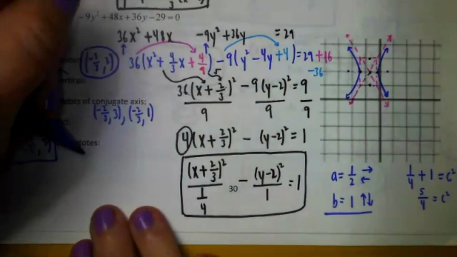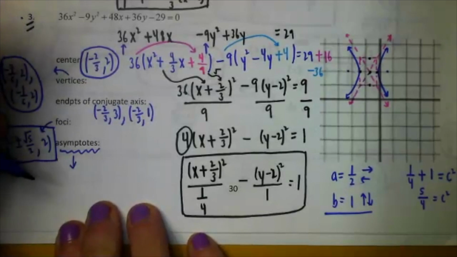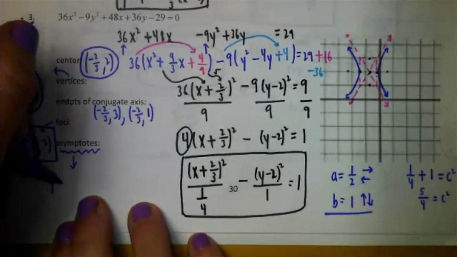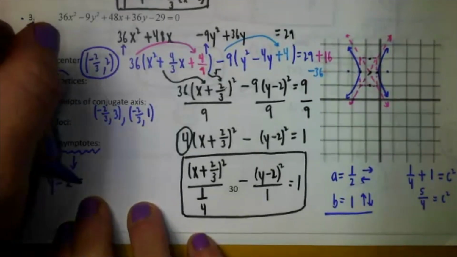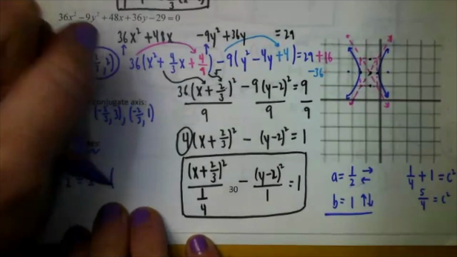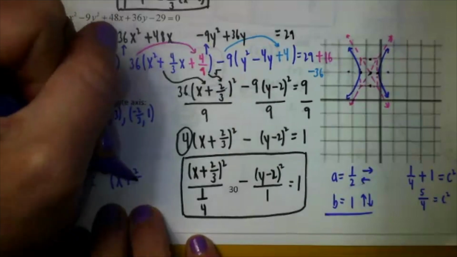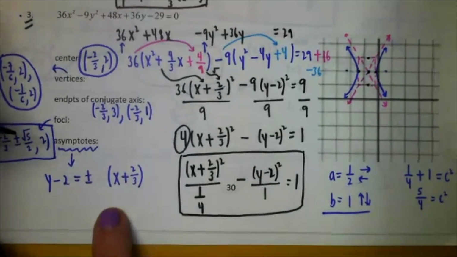Asymptotes, saving the best for last, like we said, use the coordinates of the center, right? The asymptotes have to go through the center. So we'll make it y minus 2, that's your k. Leave a space with a plus or minus for your asymptote slopes. And then we'll have x minus negative 2/3, so plus 2/3. Sort of painless there.